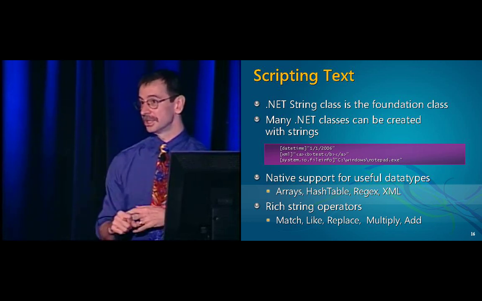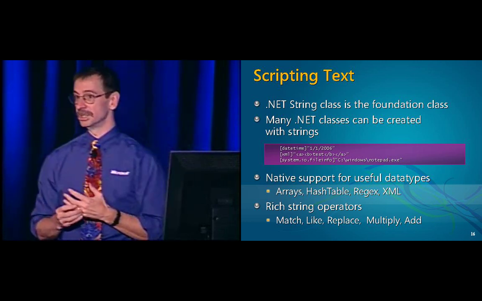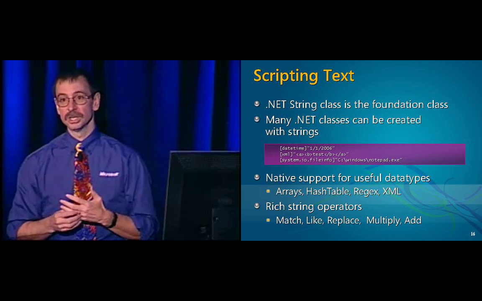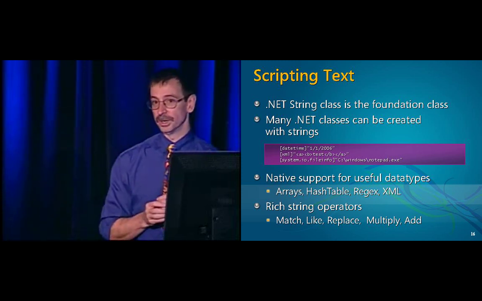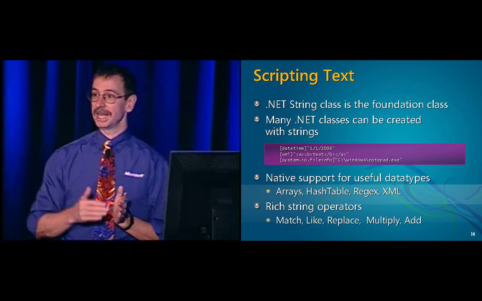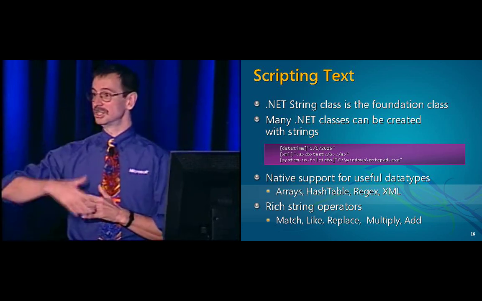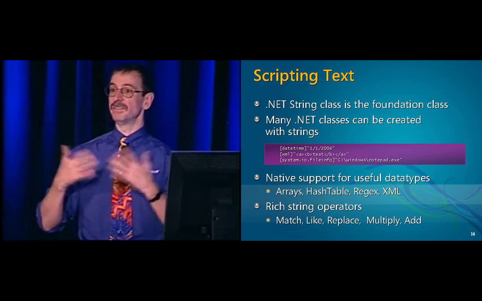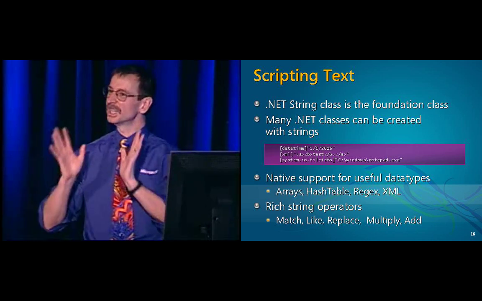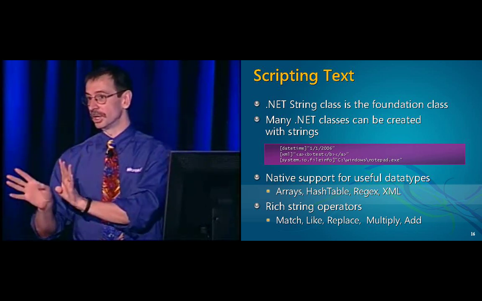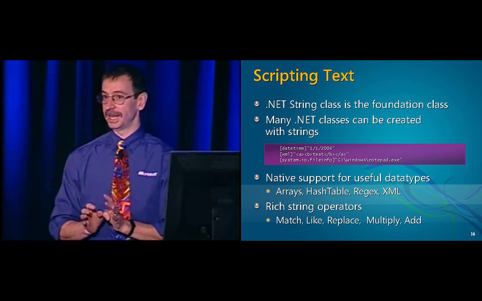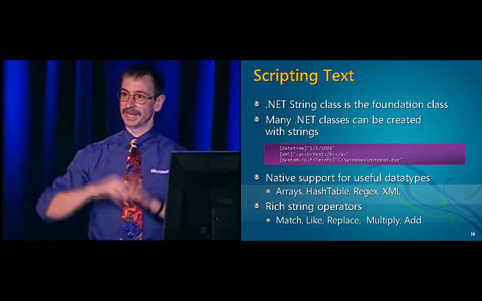So the text scripting, you're all familiar with this world. How do we support it? Well, .NET is the way we support it, okay? The .NET string class is the basic class. It's got a great set of functionality. If you're a beginning programmer, this is really the only .NET class you have to learn, the .NET string class. It does index and match and all that good stuff, okay?